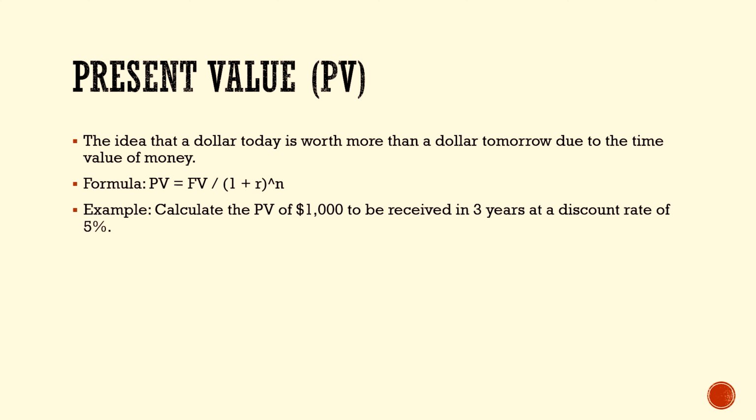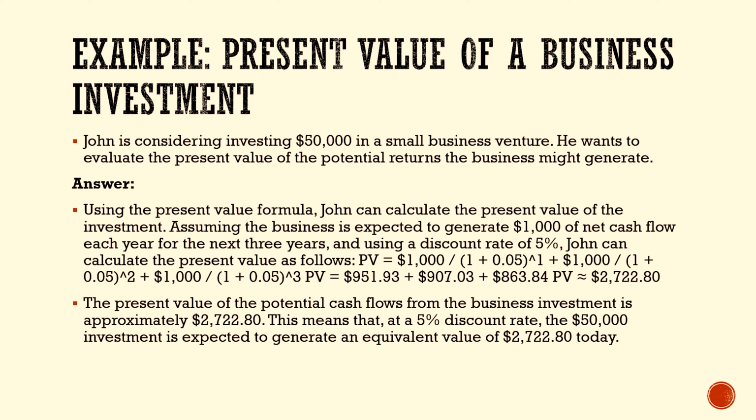As one can imagine, if we receive 1,000 in 3 years, we take 1,000 divided by 1 plus 0.05 and raise it to the power of 3. That's how one can obtain the PV quite easily. Now we can discuss, using an example, the concept of present value in action.